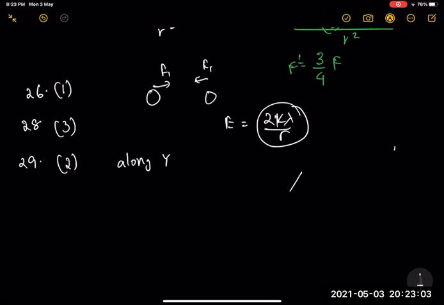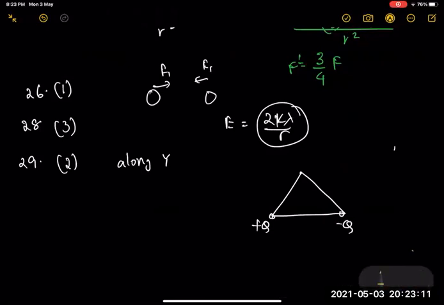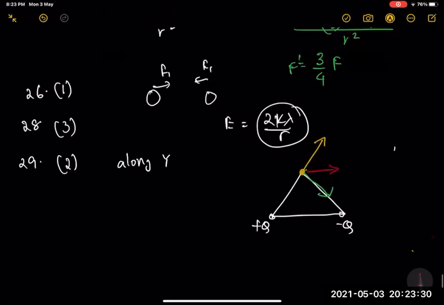See, the figure is like this, right? And there is a plus Q here and there is a minus Q here, correct? At A, they're asking the electric field. So due to plus Q, the electric field is like this. Due to minus Q, the electric field is like this. Both of these are equal charges, so they are equal in magnitude. So the resultant will be like this one. If you add these yellow and green vectors, it will be along the red vector. So it is AY. Understood? Okay. Thank you.